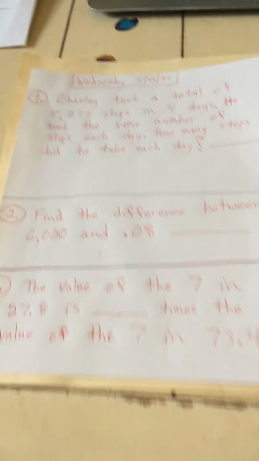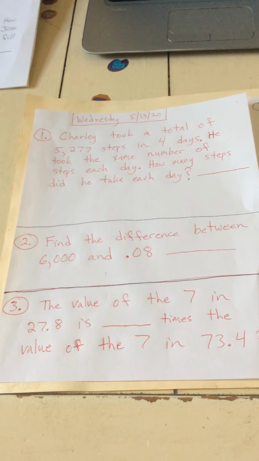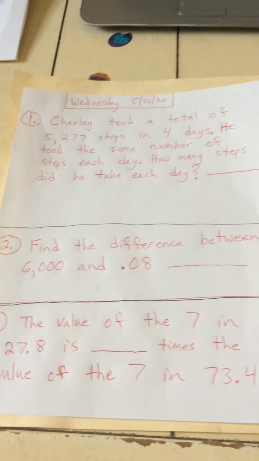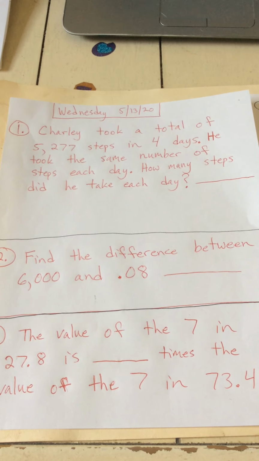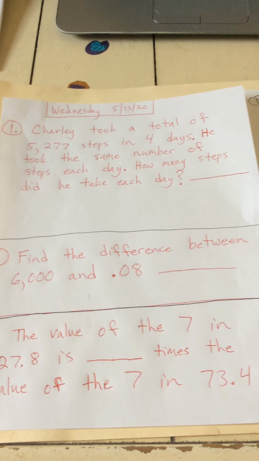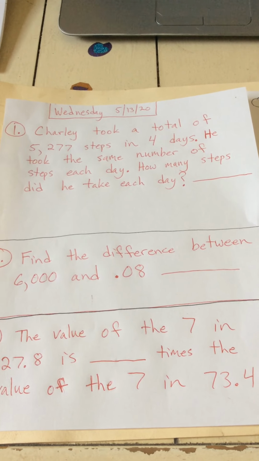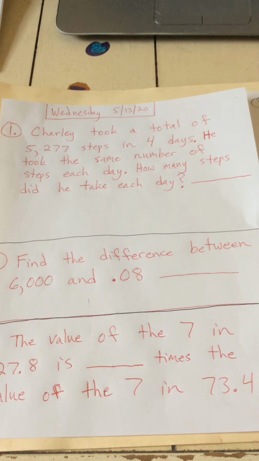Okay, so let's get started. These are the problems for today in your Google Classroom. We'll get started with number 1 right away. It says Charlie took a total of 5,277 steps in 4 days. He took the same number of steps each day. How many steps did he take each day?